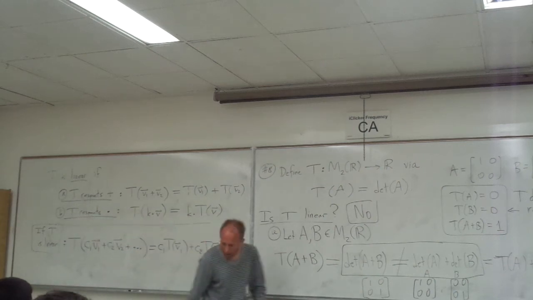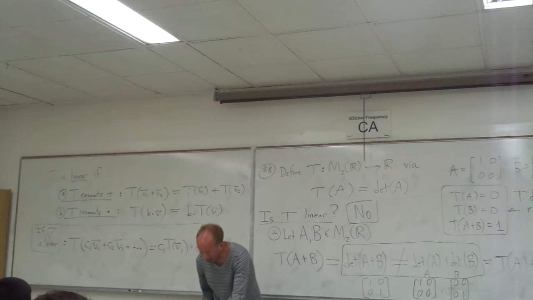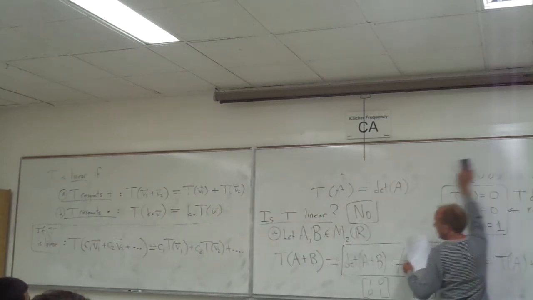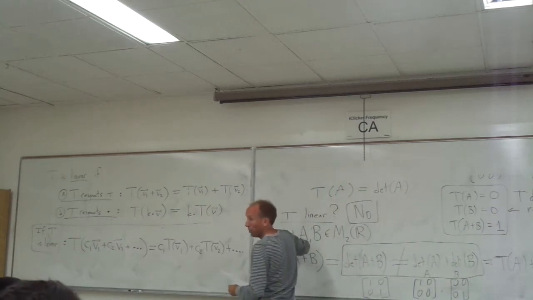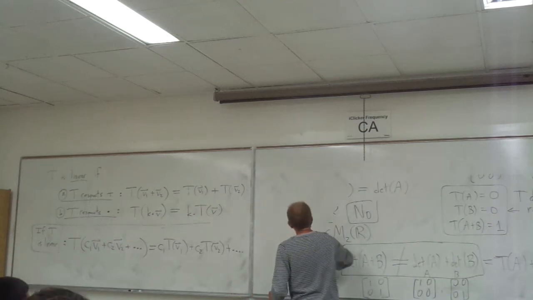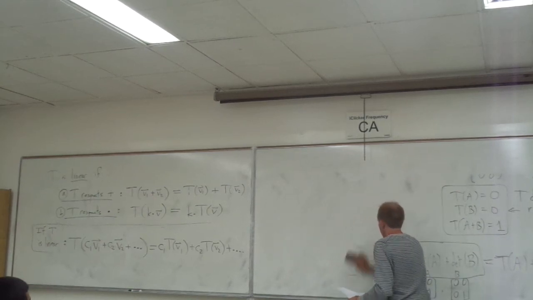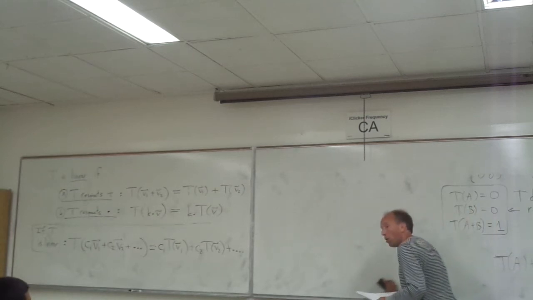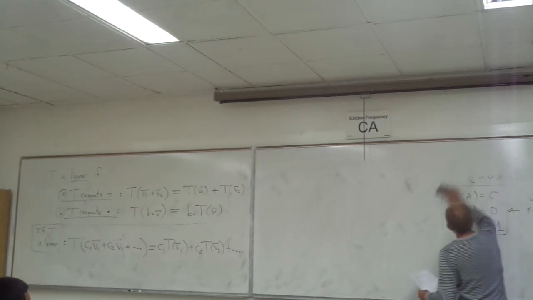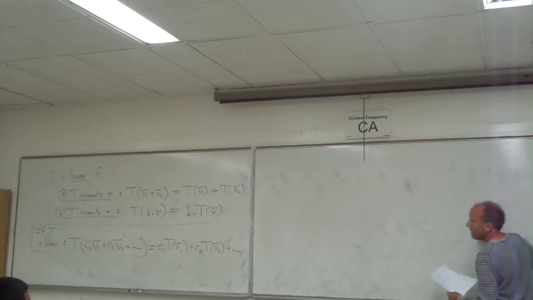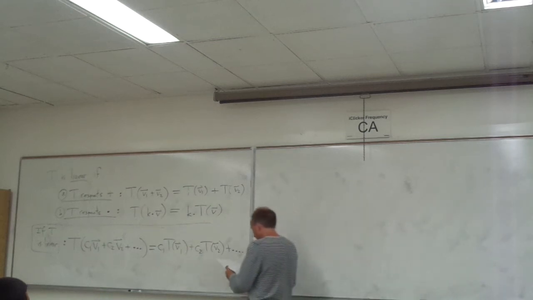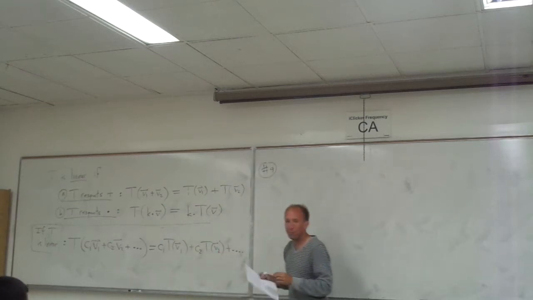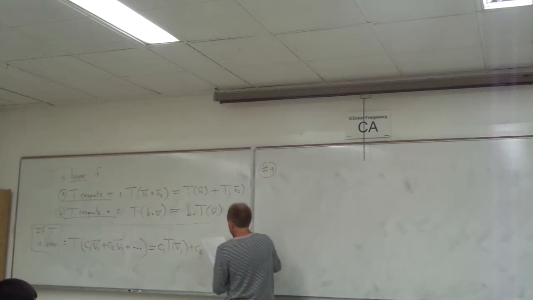Now, why would that be such an awesome thing to be able to do? Well, I'm going to give you one last example to show you why this is a cool thing. It basically means that if I tell you what T does to a small set of vectors, I'll be able to tell you what T does to any vector. And here's an example to show you that. So this is the last one for now, and then we'll pick this up again tomorrow.